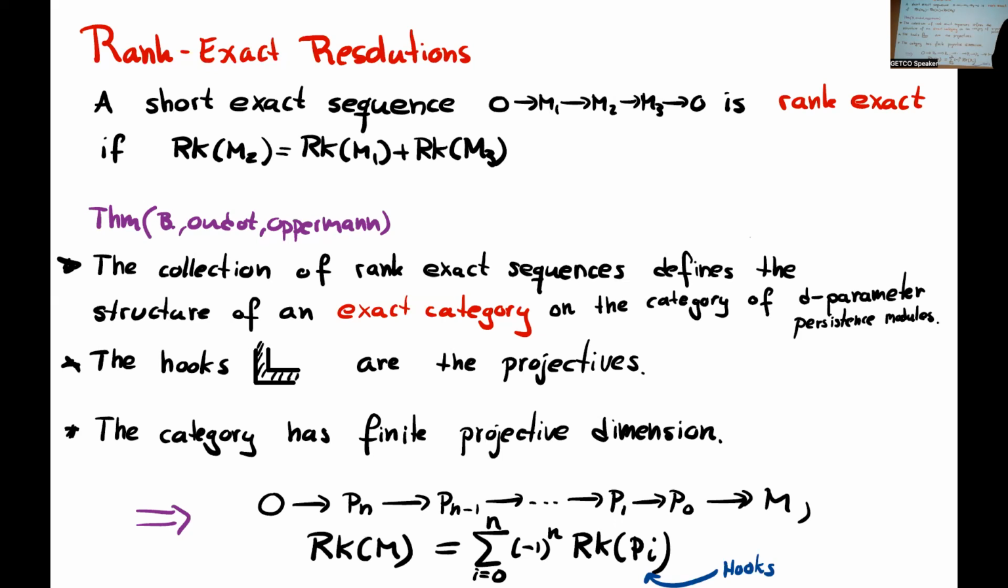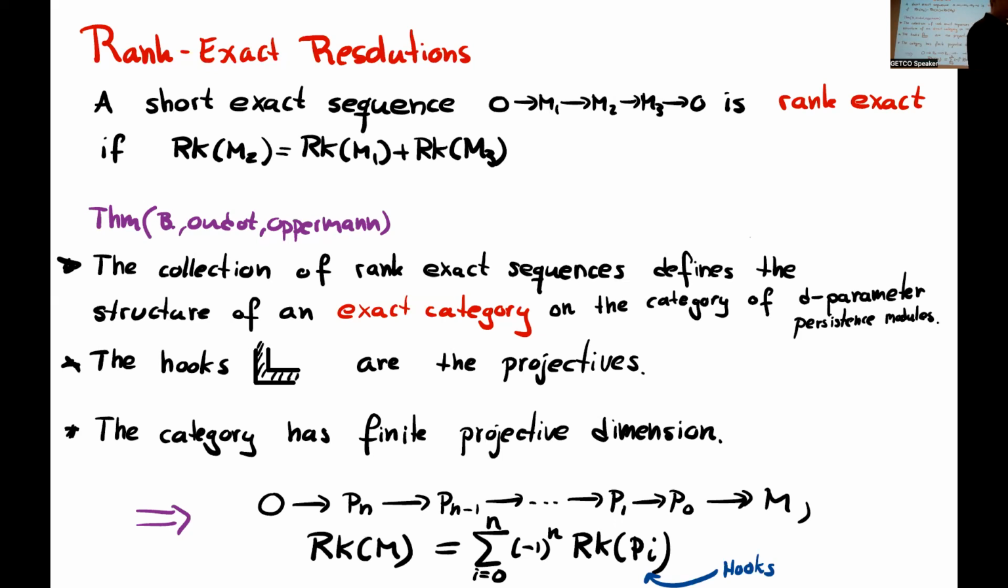And what's nice is that then you can also reference earlier work in the literature. It gives us immediately that our exact category has enough projectives. In particular, our category has finite projective dimension, so we have projective resolutions with respect to this exact structure. And the projectives are especially these hooks. So I have that the projectives are the hooks, and I have finite projective dimension. As a direct consequence, the rank invariant of M is equal to the alternating sum of the rank invariants of the projectives. It just follows from how we define an exact structure and what a projective resolution means.